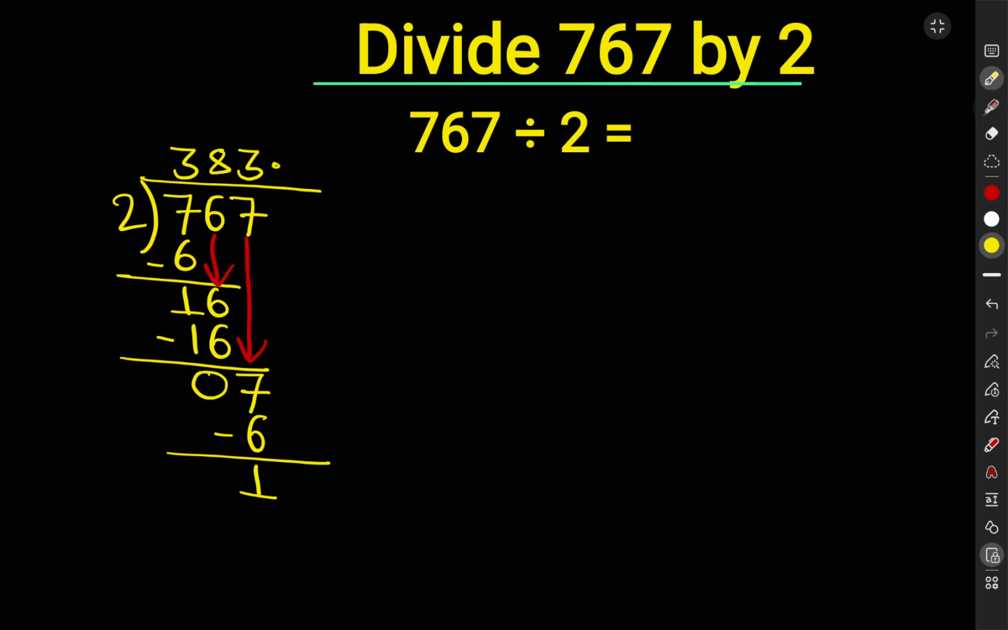So we take here decimal so that we put 0. So it is 10 and 2 times 5 is 10. On subtracting we get 0. So 767 divided by 2 is 383 decimal 5.